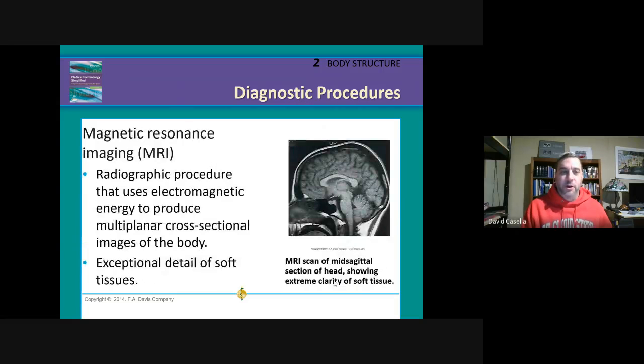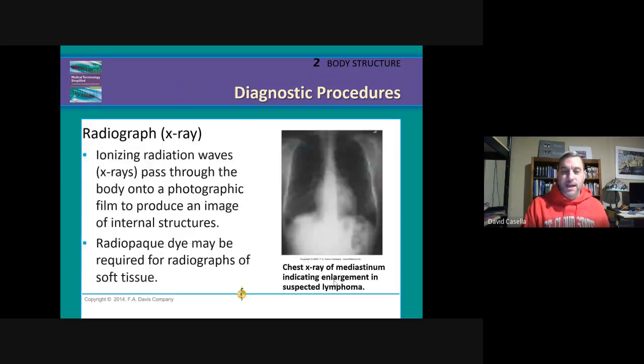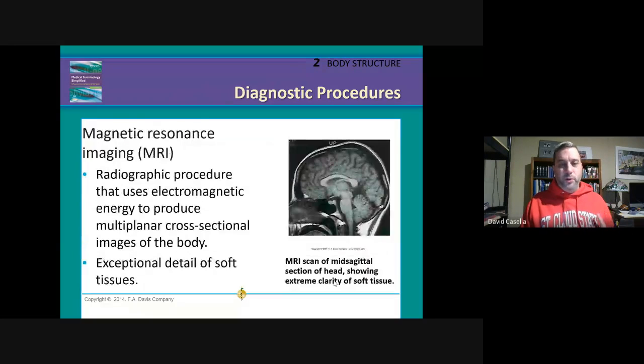X-ray is out there. I was talking a little bit about magnetic resonance imaging. So this is a mid-sagittal section of the head. You can see it's like they cut you open kind of in half, but they didn't really. It's all with electrons and magnetic beams. It's very amazing. They can get soft tissue detail. With an X-ray, you can only see bones. Sometimes they'll put a dye in there that shows up in an X-ray, but it doesn't show soft tissues very well. That's what MRIs are really good for.